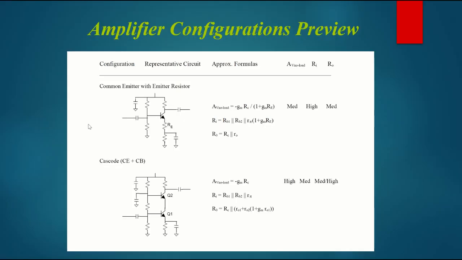And here are two other configurations that you can look through at your leisure. I'm not going to talk through them in any detail. I will mention, however, that this is a common emitter with emitter resistor. It has a little bit less gain, a little bit higher input impedance. This is a cascode. This is very important for RF design, as we will see.